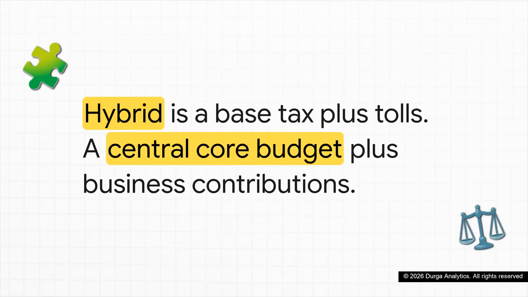Finally, we have hybrid funding. Think of this as a base tax to actually build the road, plus tolls for the really heavy users. You have a central core budget, and that gets supplemented by business unit contributions. Because the road benefits everyone, relying on pure per-use tolls will always underfund it. Having a base budget plus a contribution model prevents this starvation, and honestly, it's usually the most sustainable fit for large enterprises.